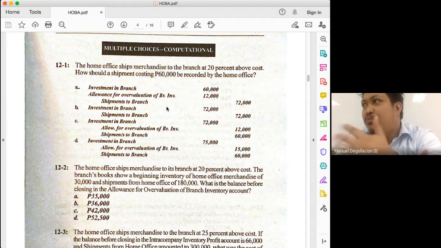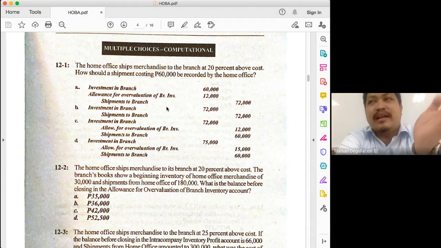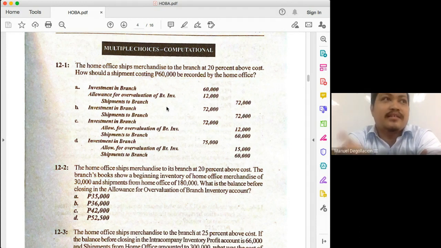So if you'll be asked how much is the markup on the shipments, just compare shipments to branch and shipments from home office. Will there be a scenario wherein that analysis will not work? The answer is yes, especially if there are shipments in transit. But that will be for a discussion on another day, class. As of now, what is important is that you remember that shipments to branch are always at cost, while shipments from home office is always at billed price.